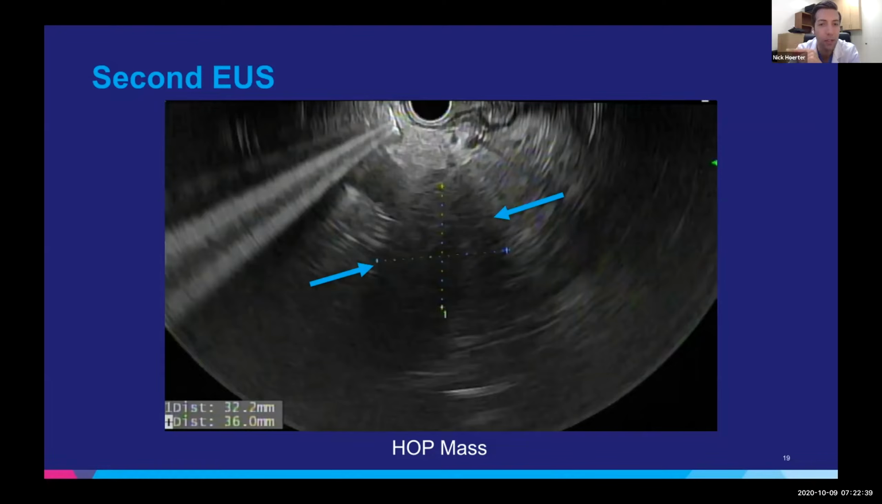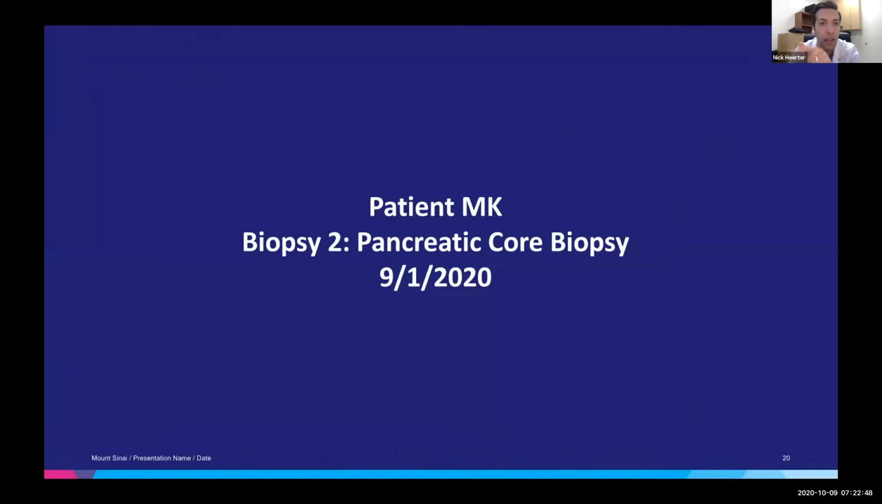I do not have ERCP pictures, but based on his improvement and the expected response to steroids, that metal stent that we placed last time was actually removed. And now, John, you can go back for biopsy number 2.